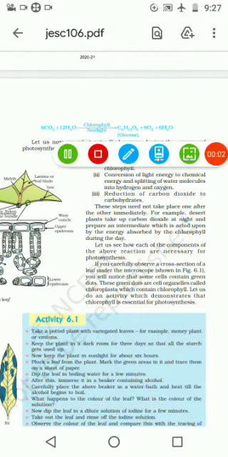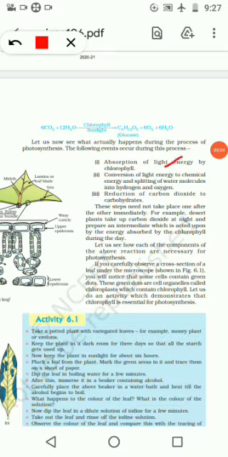So what are the events that occur during photosynthesis? One is absorption of light energy by chlorophyll, then conversion of light energy into chemical energy by splitting of water molecules into hydrogen and oxygen, and then reduction of carbon dioxide to carbohydrates. So these are the steps which take place. They need not be in the same order, but these are the three important steps that need to take place.